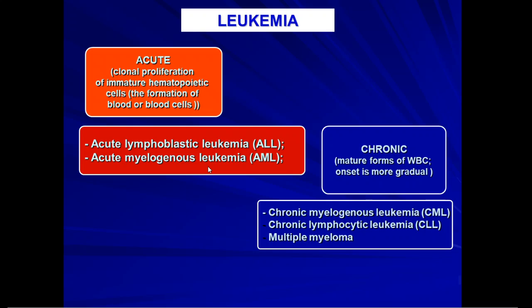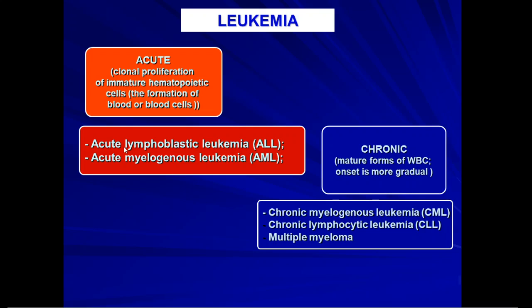So acute, according to the presence of blasts, and also we need to distinguish what type of growth is present in this case. So either lympho or myelo. Chronic leukemia has the same classification. So chronic myeloid or myelogenous leukemia and chronic lymphocytic leukemia.